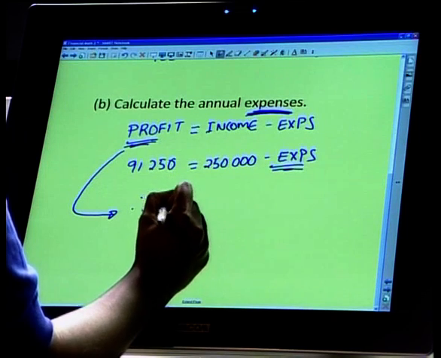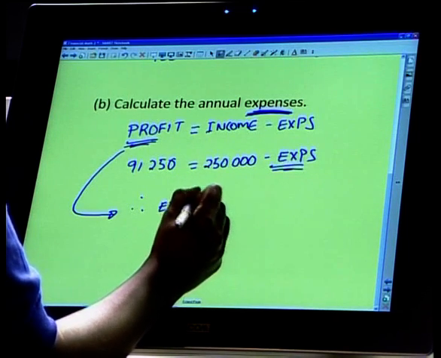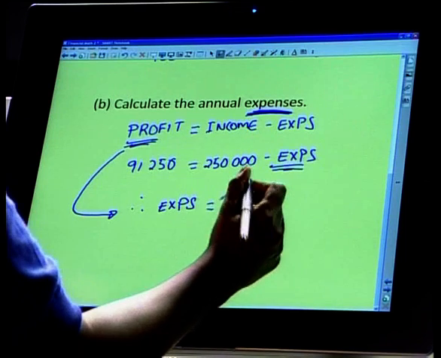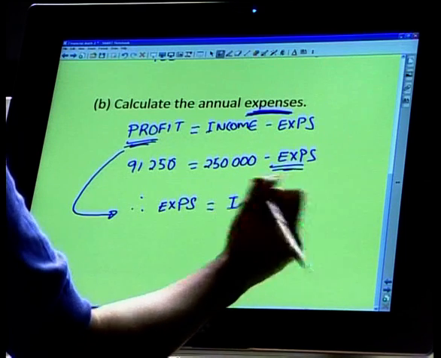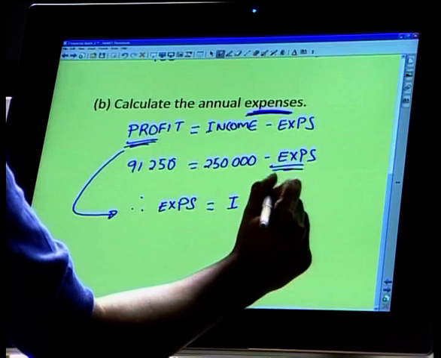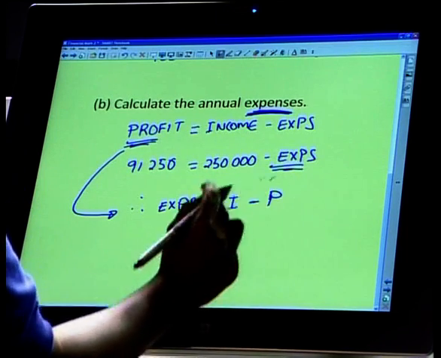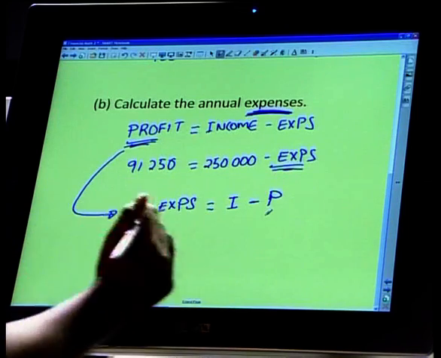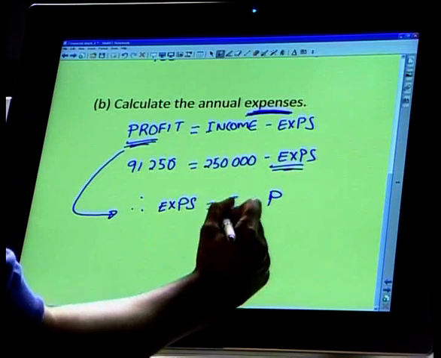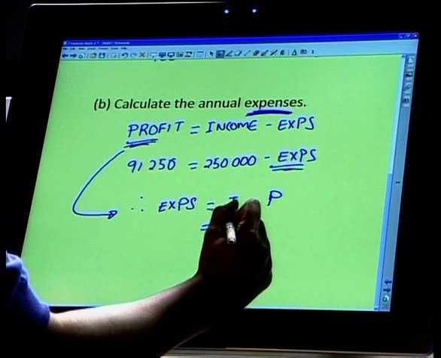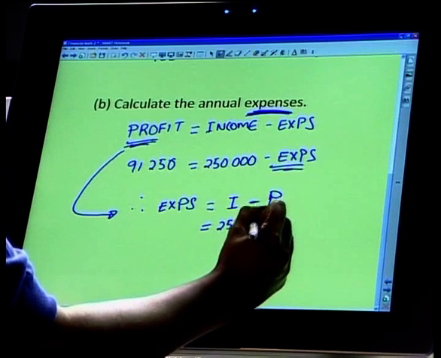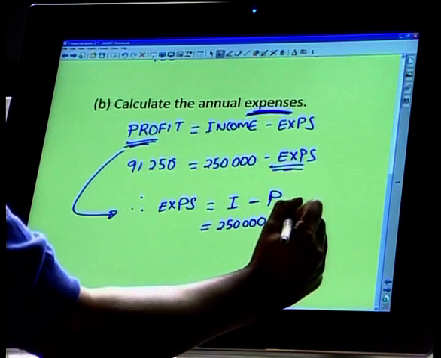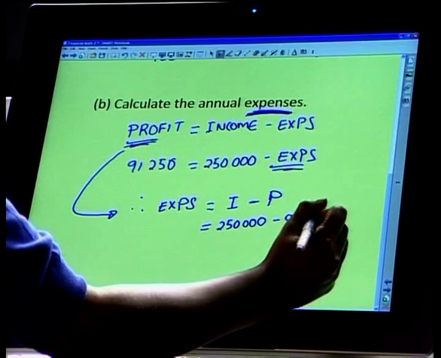Therefore, expenses will be equal to income minus the profit. So whatever he didn't make in profit, he's going to have as an expense. So we just change the subject of the formula there. So our income is 250,000 minus the profit, which is 91,250.